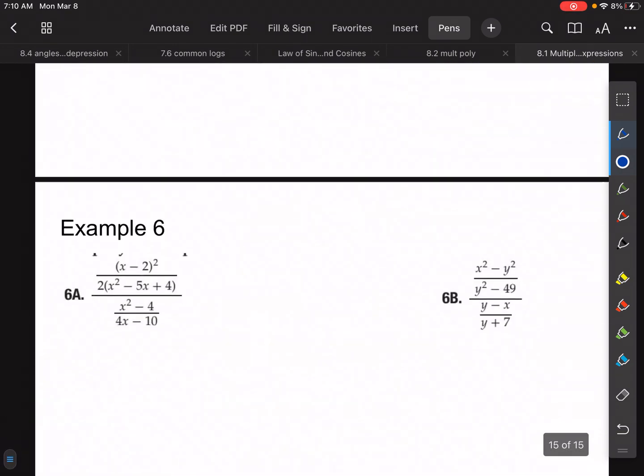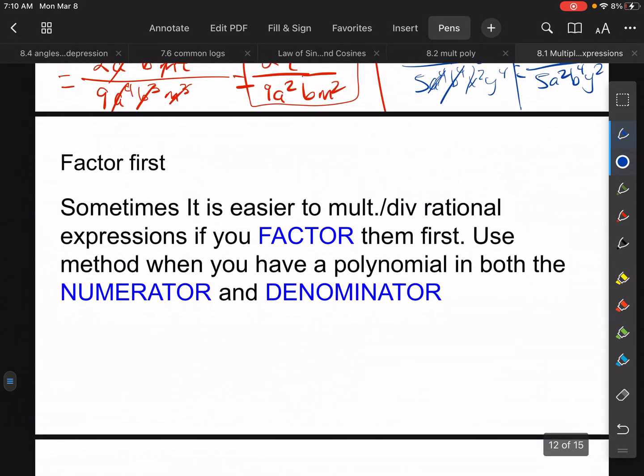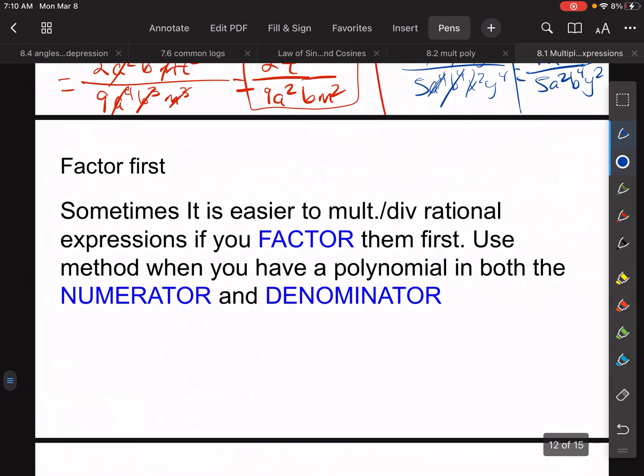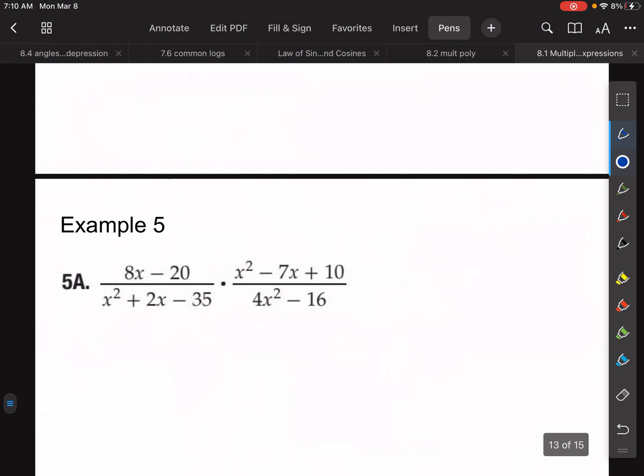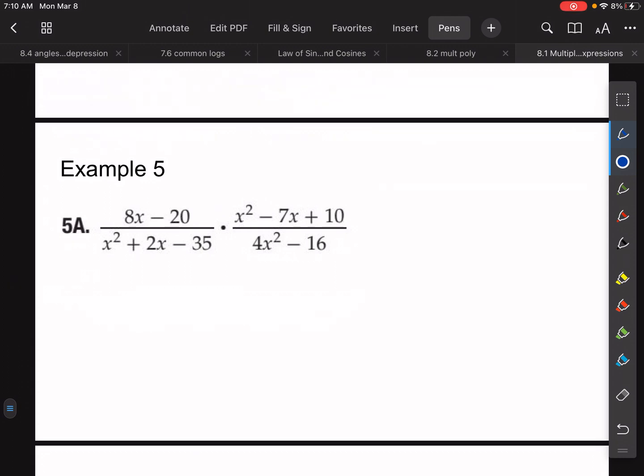The final two examples here, guys. Sorry, be patient. Factor first. Sometimes it's easier for you to multiply, divide rational expressions if you factor them first. Use the method when you have a polynomial in both numerator and denominator. So we're going to factor first, right? So for 5a, I'm going to do one, and then I'm going to give you the answer for the second one, and I'm going to have you work it, okay? So just to save some time. So I just want to make sure that you understand how to do this.